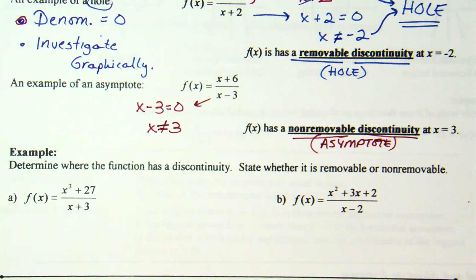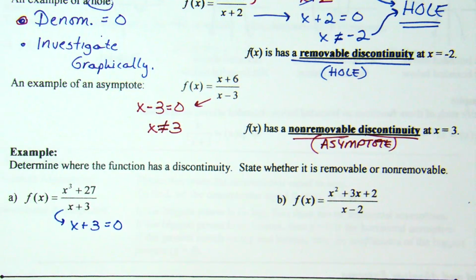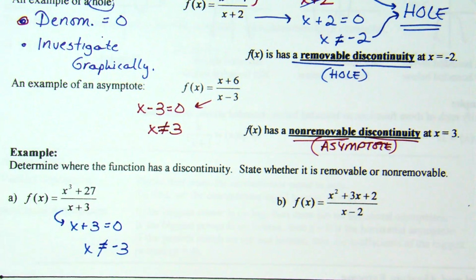Well, first we need to have a denominator. Take the denominator and set equal to 0. So my denominator here is x plus 3 equals 0. You solve that, we're going to have x does not equal negative 3. Right, x cannot equal negative 3. So there is some type of discontinuity at x equals negative 3. The question, is it a removable discontinuity, meaning it's a hole, or is it a non-removable discontinuity, meaning it's an asymptote?